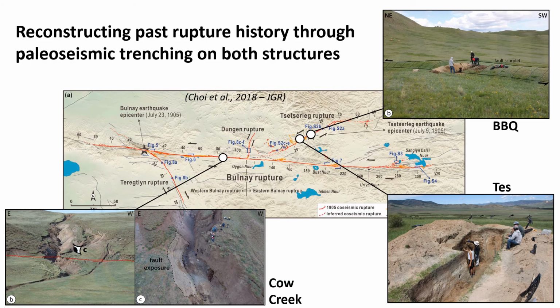In order to dig further into this evidence of older earthquakes and to constrain their ages, we opened 2 perpendicular trenches at 2 different sites along the Tsetserleg fault, where no paleoseismic data exist at the moment. The barbecue site at the top and the Tess River site, shown at the bottom, both correspond to linear fault scarplets facing counterslope. We also studied a natural fault exposure in a deeply incised gully located on the Bulnay fault west of the junction with Dungen and Tsetserleg faults.